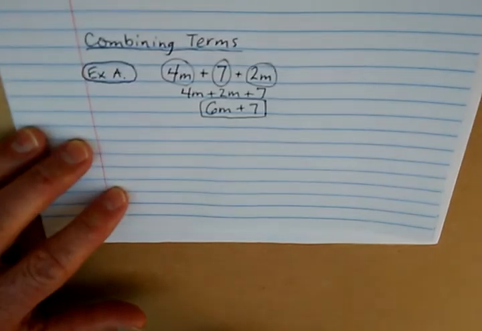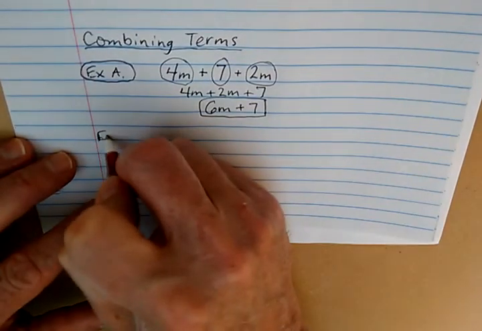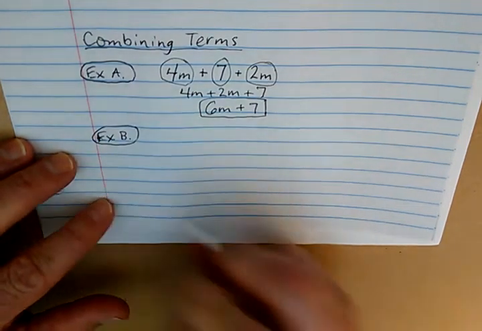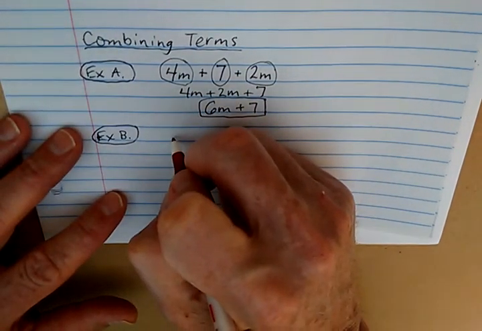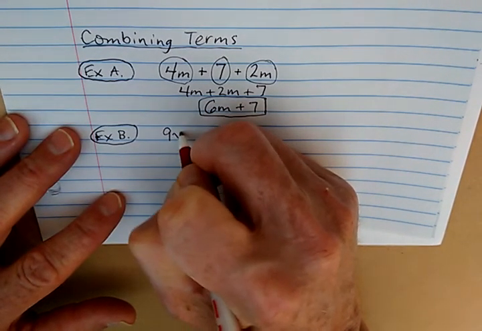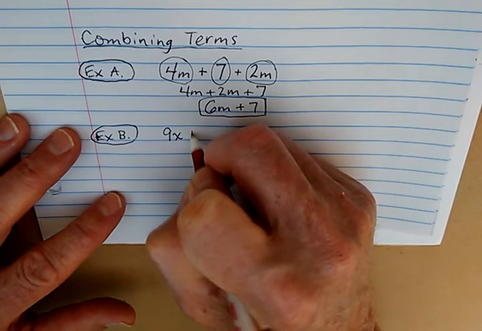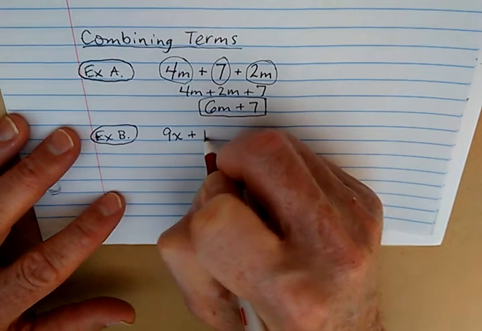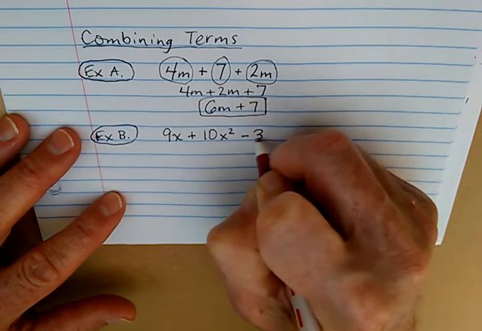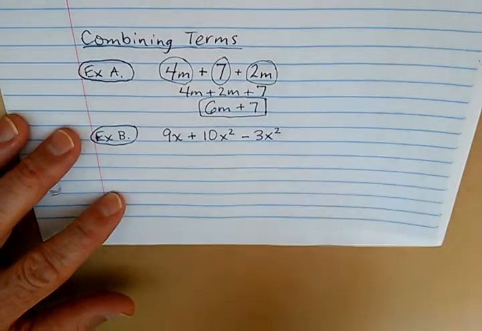Another example, example B, let's say we have 9x plus 10x squared minus 3x squared.